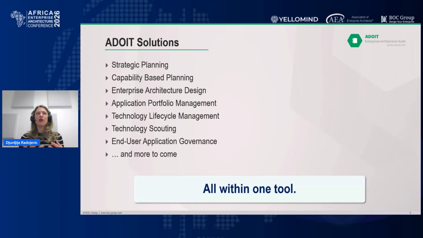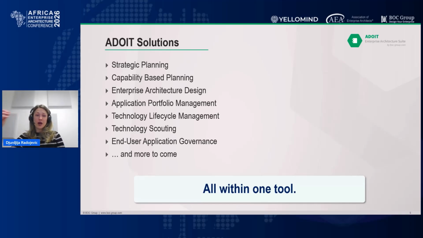The same goes for all of our solutions. So capability-based planning, enterprise architecture design. One of the most important topics is, of course, application portfolio management, where you can plan your costs and investment strategies for your entire application portfolio, and so on and so forth. And what is great about this is that it's all supported with one tool. So you can even see how those things are interrelated and how one application, for instance, or one capability can be used for various use cases.